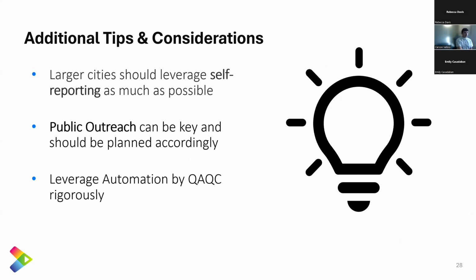Some additional considerations. For larger cities, we highly recommend that you leverage self-reporting as much as possible, kind of what I was just talking about earlier. If you can give people step-by-step instructions on how to go into their basement, find their water meter, find what the connections are, and find out what the water material is for their service line, it's a really powerful way to knock down that number of unknowns and identify what needs to be replaced. So public outreach is key.